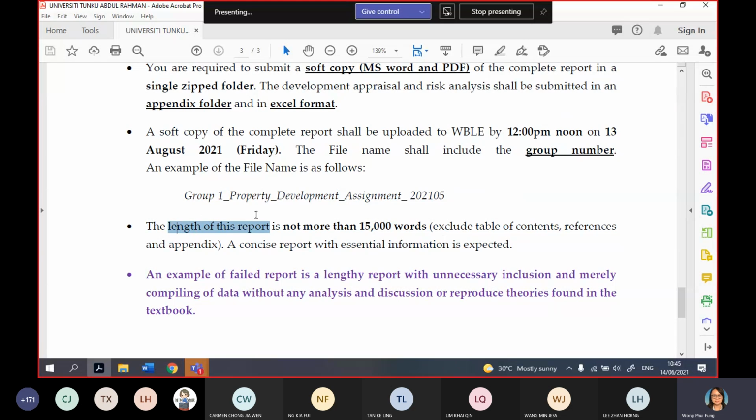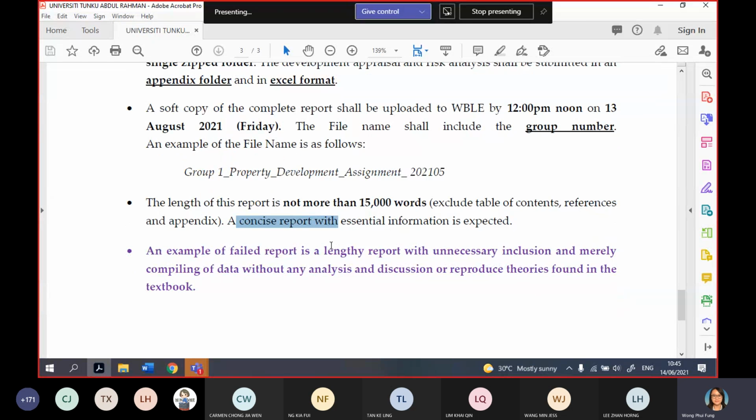The maximum length of the report is 15,000 words, excluding table of contents, references, and appendix. I'm looking forward to a concise report with essential information. Meaning to say, don't give me a too lengthy report, because this trimester I'm going to read 30 reports. I hope for a concise report, especially one easy for me to verify your calculation and discussion. So please make sure you don't write too long.